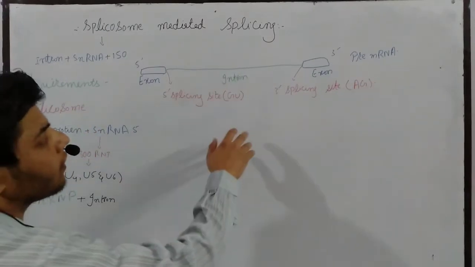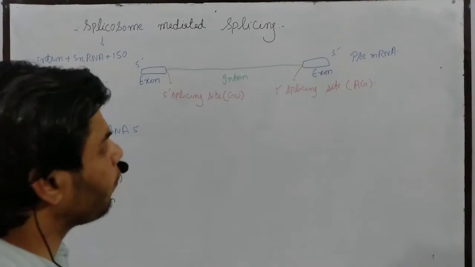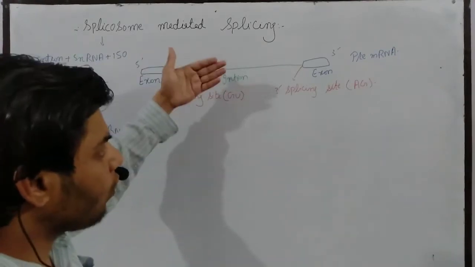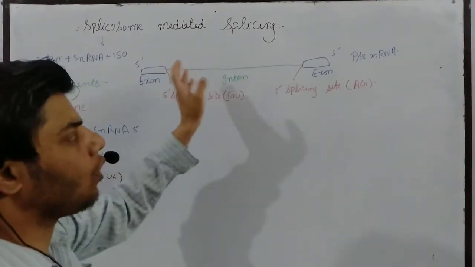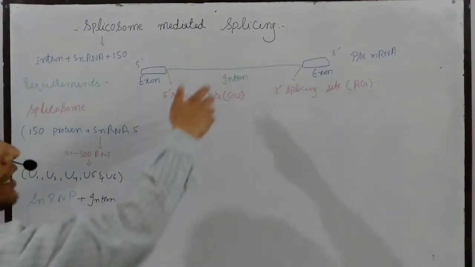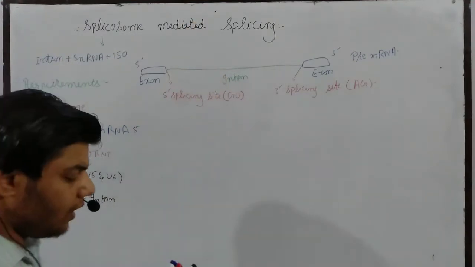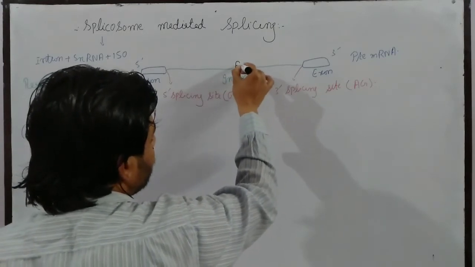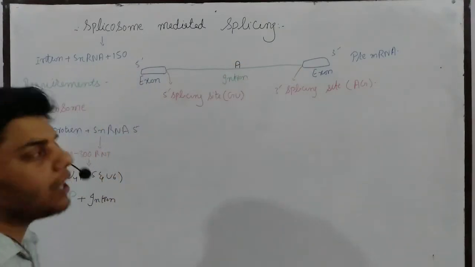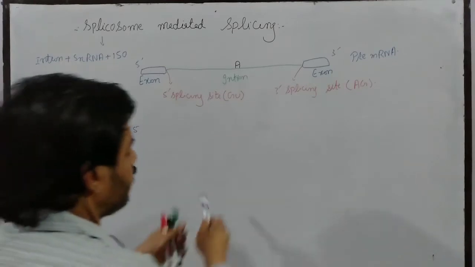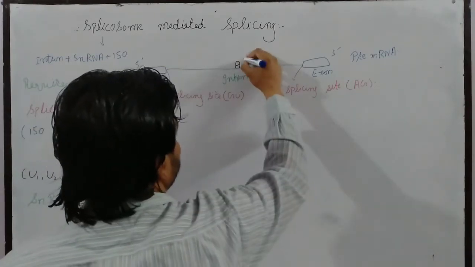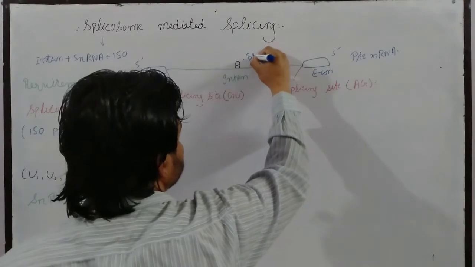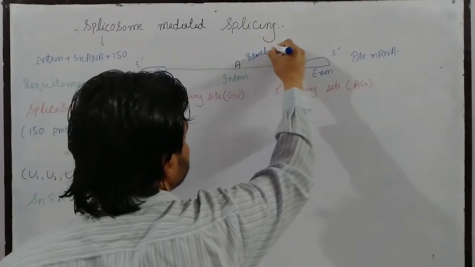Then we have another specific point in the intron, inside the mid portion of the intron. Let me write here. At a specific area we have an adenine molecule present, and we call that the branch site.